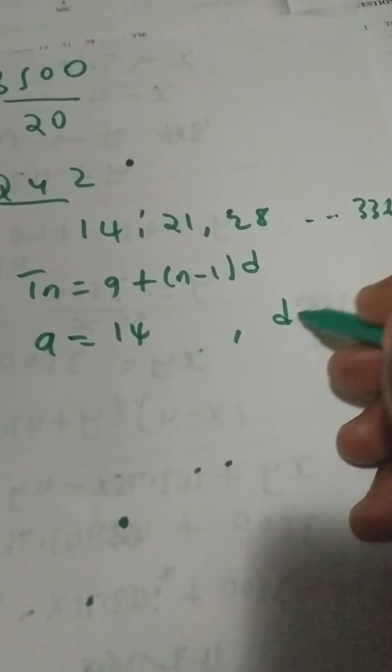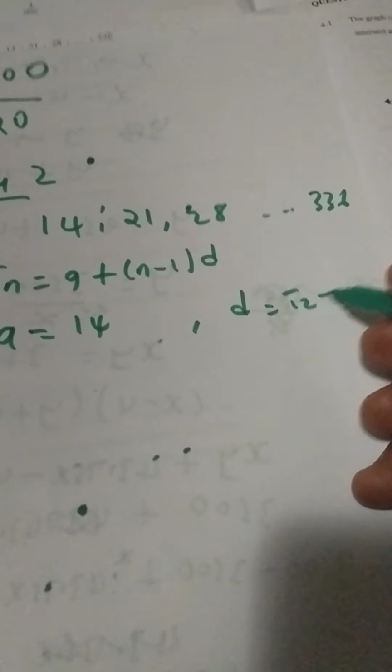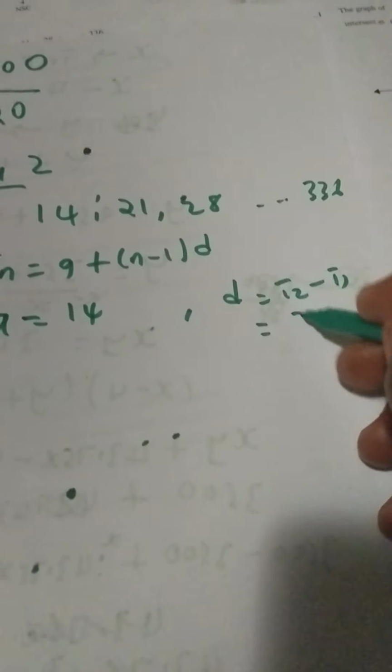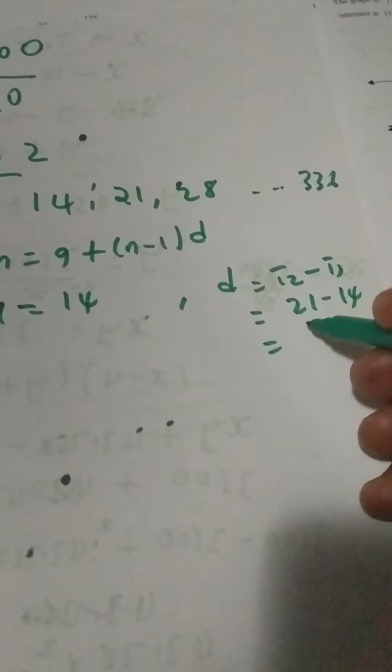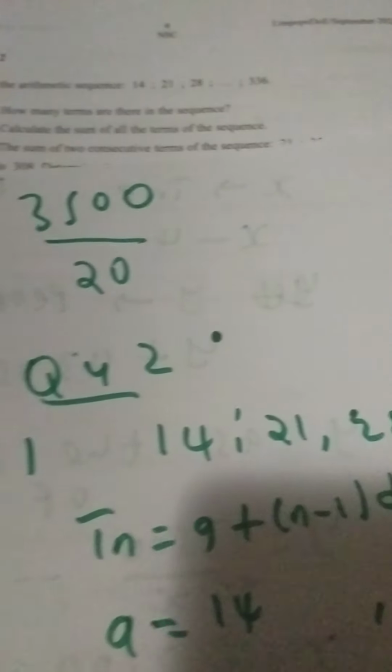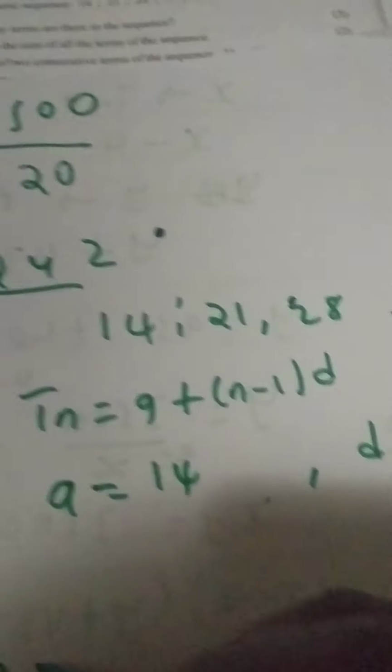Remember, d will be t2 minus t1. So d will be 21 minus 14. That is 7. So d is 7, right? So we just put everything. Tn will be the last number, which is 336. Yeah, 336. That's our last number.